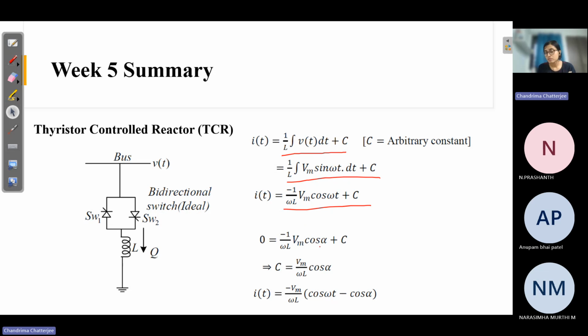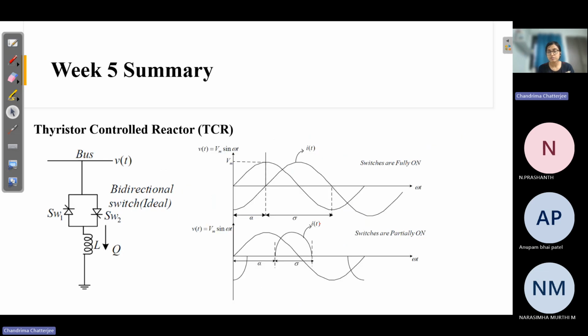Here comes a new term, which is alpha. What is alpha? This alpha is called the firing angle. What is firing angle? I will just explain it with a diagram. That way it will be easier. Suppose this is the voltage Vm sin omega t. This one is the voltage waveform.